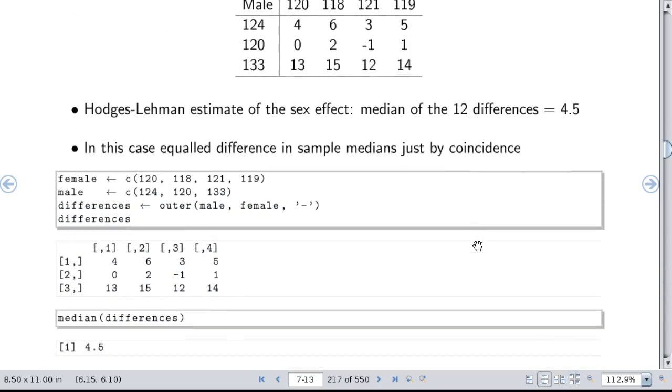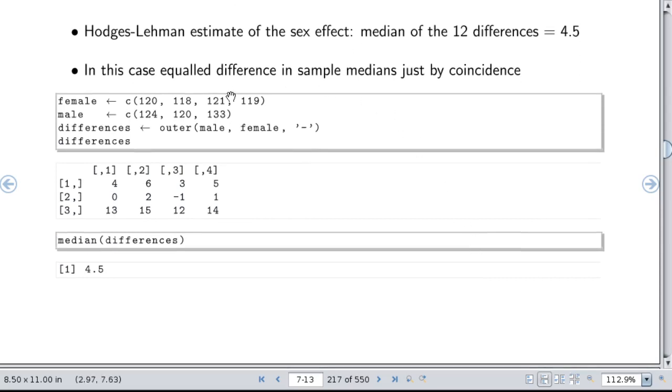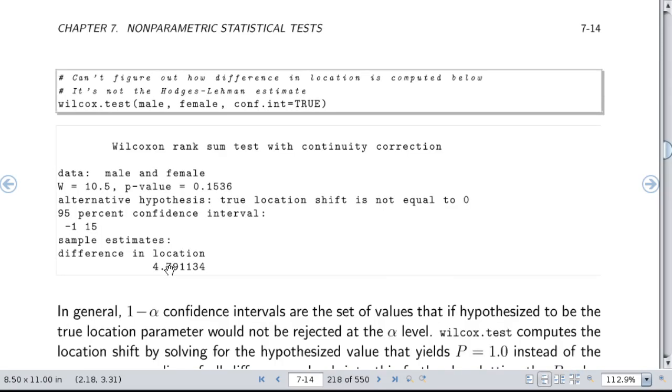So in R, the way you might calculate that very intuitively is you have your data, and then you say outer, and that just means take the vector of male values and the vector of female values, put all possible ones from here with all possible ones from here. For each of those pairings, calculate the difference. So you just see all of those 12 differences, and we take the median of that. That is the Hodges-Lehmann estimator.